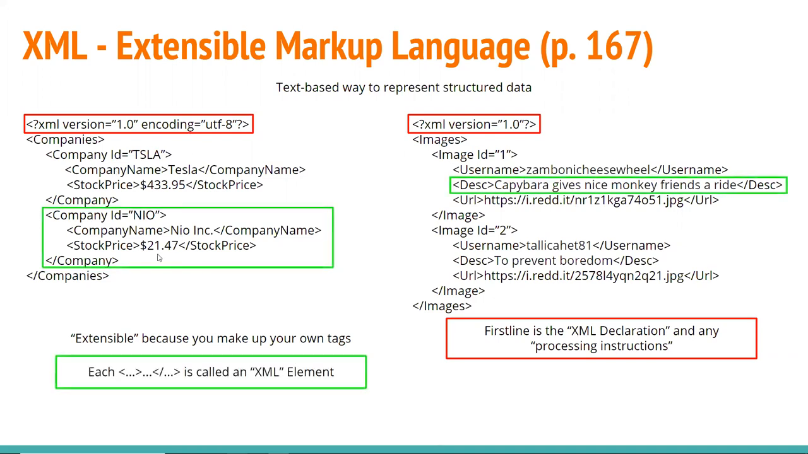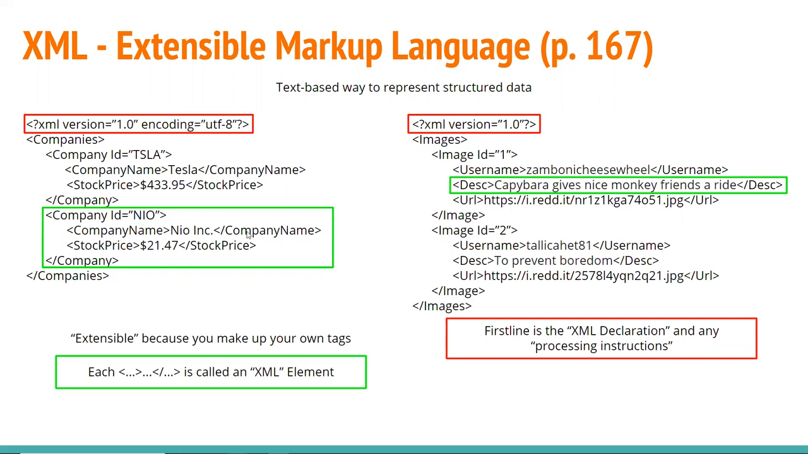is the idea of an XML element. So, XML elements. An XML element is any pair of an opening and closing tag. You can see in this green box here, we have company ID equals Neo. This is the opening of an XML element, and that XML element closes at that slash company. All of that would be described as a single XML element, including the company name and stock price inside it. That's all a part of the same XML element.